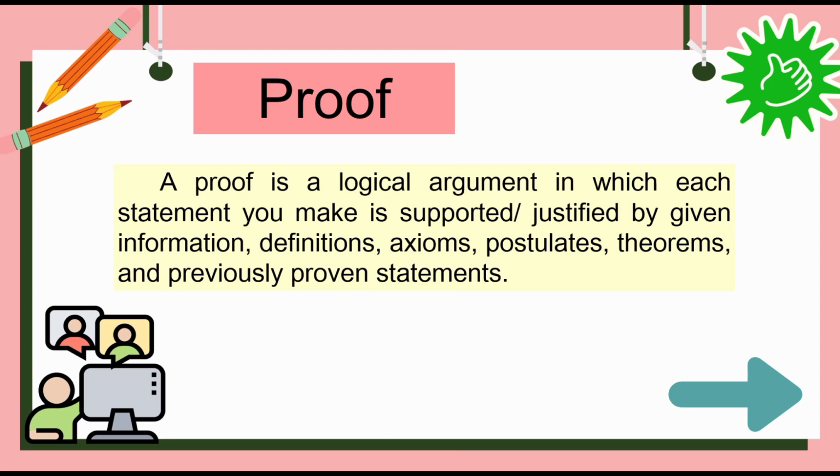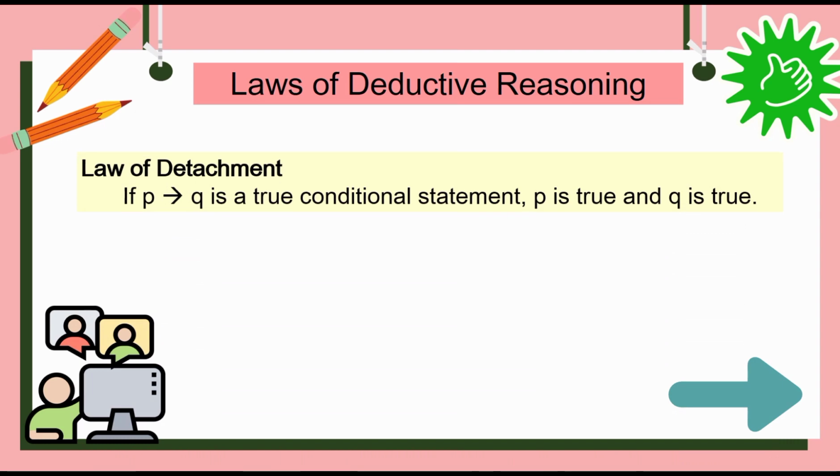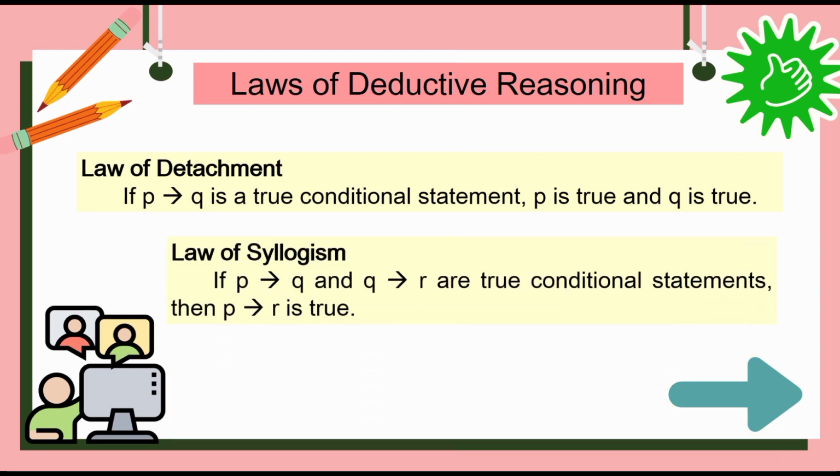Let us have the laws of deductive reasoning. So there are two laws of deductive reasoning to consider. The first one is the law of detachment. So it states that if P implies Q is a true conditional statement and P is true, then Q is true. The second one is the law of syllogism. So if P implies Q and Q implies R are true conditional statements, then P implies R is true. Okay, so later on, we will have different examples under law of detachment and law of syllogism.